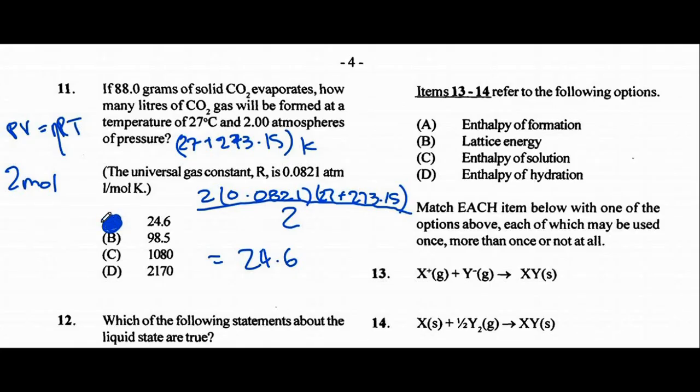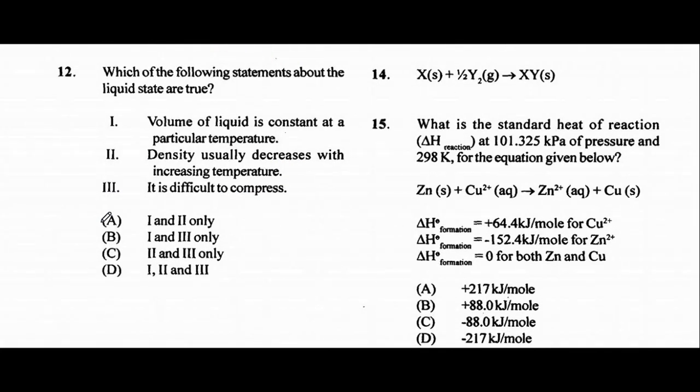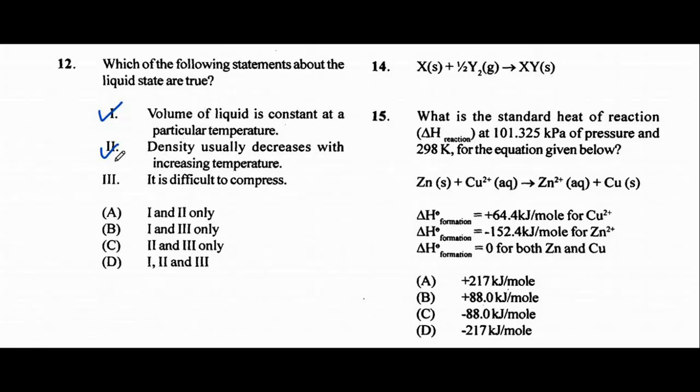Okay, number 12. Which of the following statements about the liquid state are true? So, volume of the liquid is constant at a particular temperature. I believe that's true. The density usually decreases with increasing temperature because, yes, it changes state. It goes from liquid to gas, and the gas is less dense because of the spaces between the particles. And it is difficult to compress, I believe so. So all three. 12 is D.